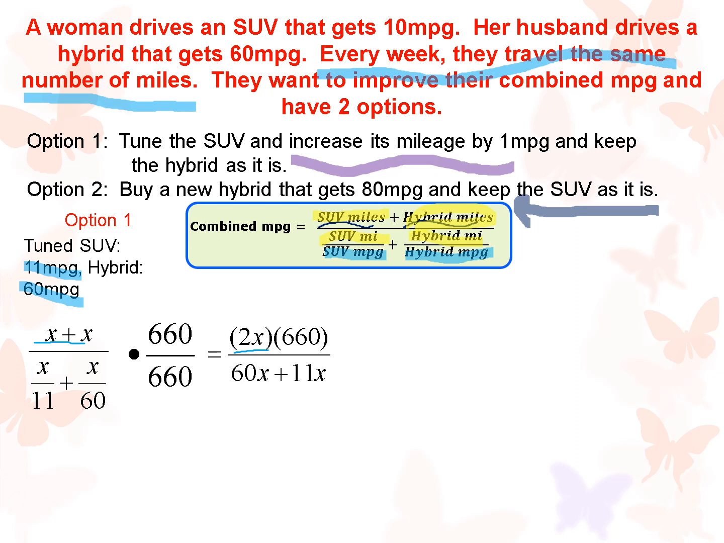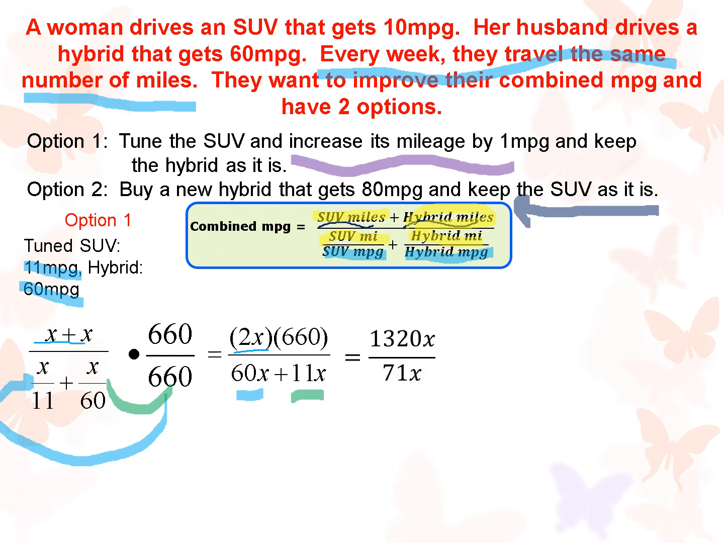Now, what I did to get 60x and 11x is I took this 660 and I multiplied it right here by this guy. So 660 over 11 gives me 60x. Then I repeated the process and I took 660 times x over 60. So 660 divided by 60 gives me 11x. Okay? So now we can clean this up. So I'm going to do 660 times 2x up top, and on the bottom I'm going to do 60x plus 11x.